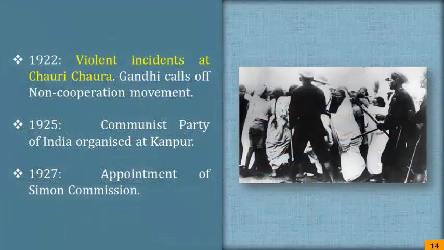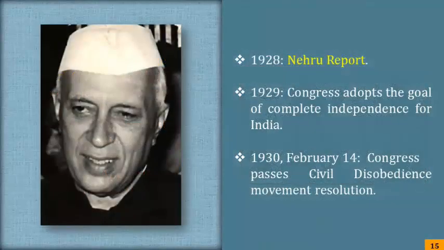1922. Violent incidents at Chauri Chaura. Gandhi calls off non-cooperation movement. 1925. Communist Party of India organized at Kanpur. 1927. Appointment of Simon Commission. 1928. Nehru Report. 1929. Congress adopts the goal of complete independence for India.